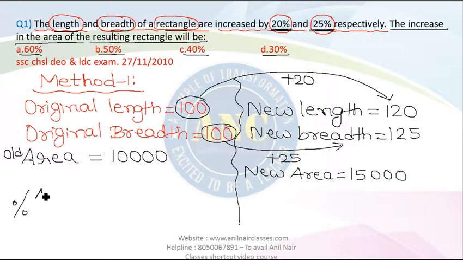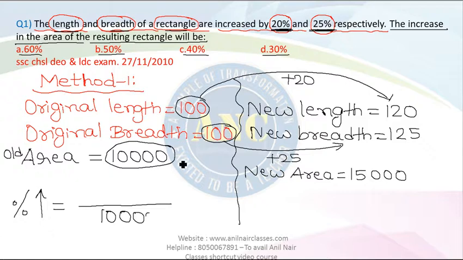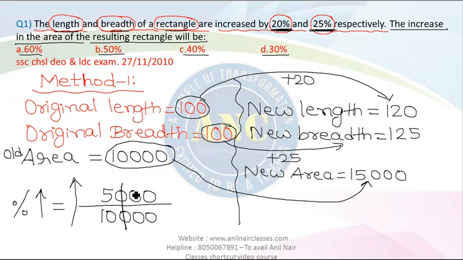The percentage increase in the area of the rectangle is how much? I told you, numerator is there, denominator is there. The denominator is always your initial value, or the old value, or the original value. Initial area is 10,000, put that in the denominator. Now 10,000 is becoming 15,000, so there is an increase of 5,000. 5,000 by 10,000 is 5 by 10, which is 1 by 2, which is nothing but 50 percent. The answer for this first question is 50 percent, option B.